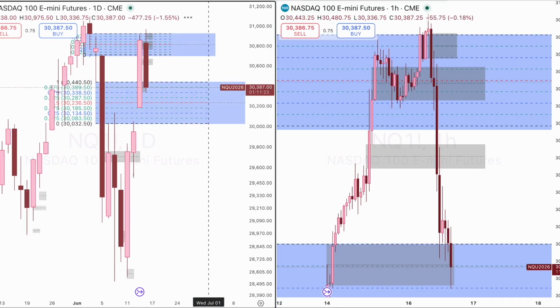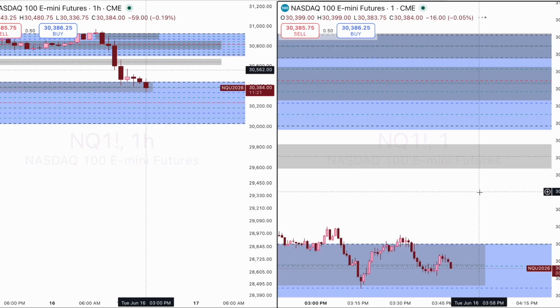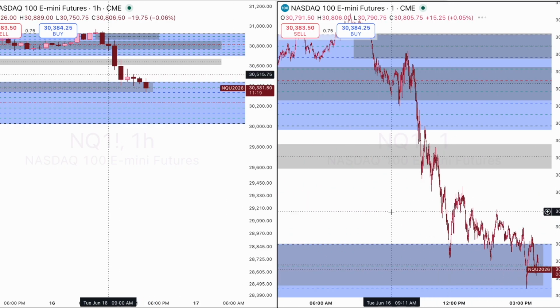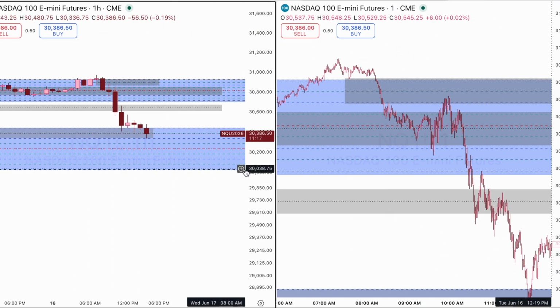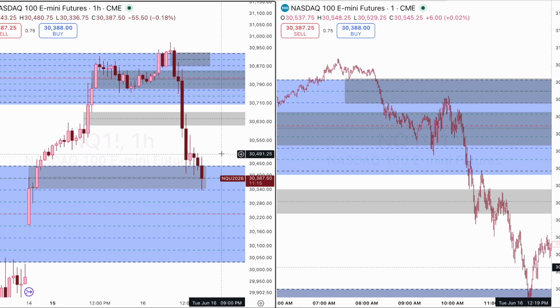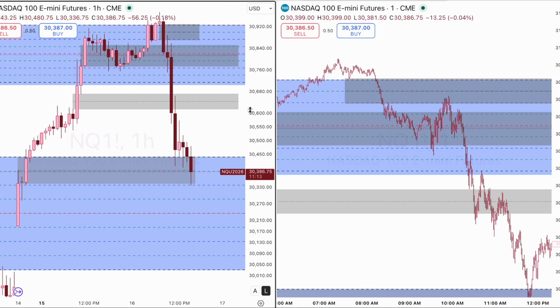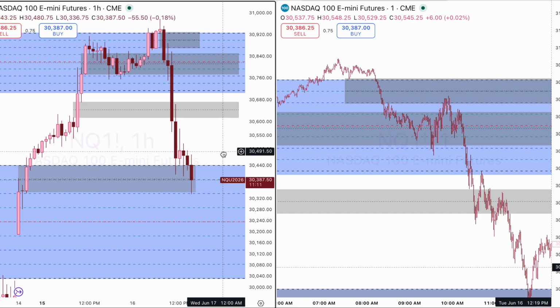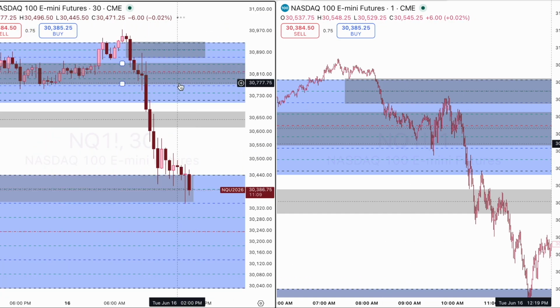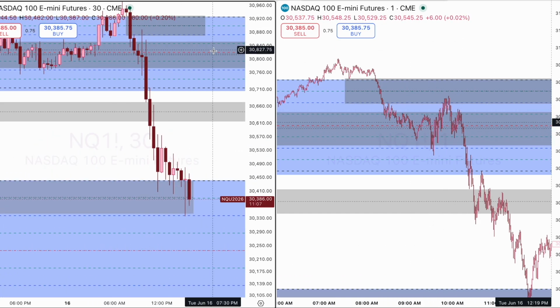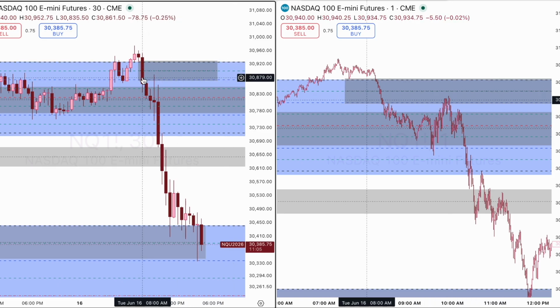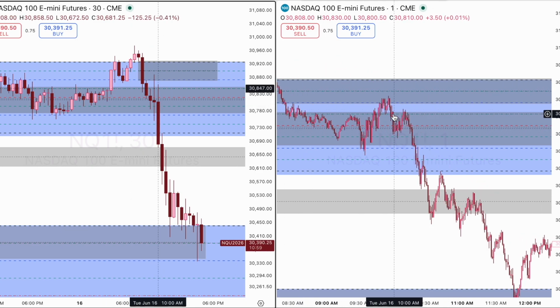Let me change this to hourly. So we open up and we come up inside of what is, we just poke the bottom half of this 30-minute fair value gap here, this 30-minute SIBI. I like our reaction out of here, right before 10 o'clock.